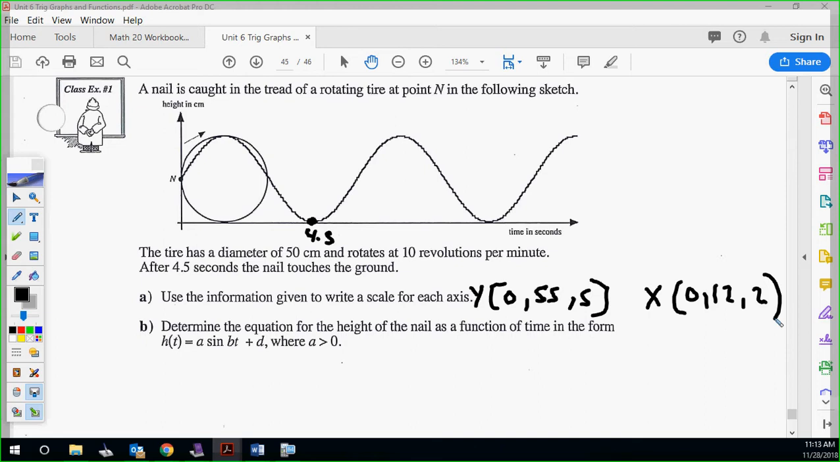Determine the equation for the height of the nail as a function of time, h of t equals a sine of bt, where a is positive. So they're saying a is positive. It's a sine graph. The important part is this right here is essentially the starting point.